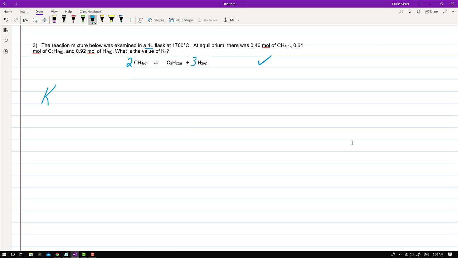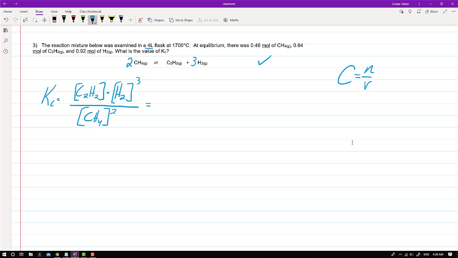Then we start by writing down our Kc expression, which is going to be [C2H2]. Okay, remember products on the top. [H2] to the power of 3. And then we're going to divide that by [CH4], which is methane, and raise that to the power of 2. Not too bad. We fill in our values after we do our conversions. So reminder here, concentration is moles over volume. So I'm going to take these values of moles divided by my 4 liters, and I'm going to get a concentration value, which I'm going to plug into this question as we go.